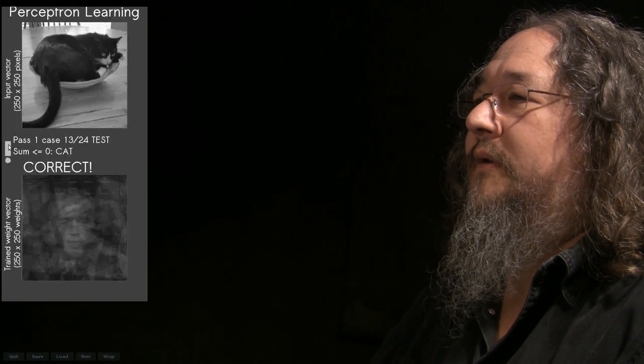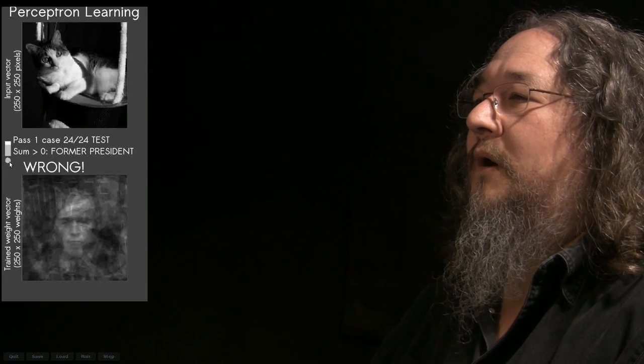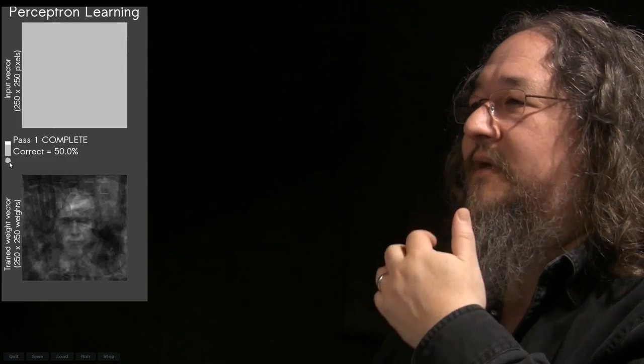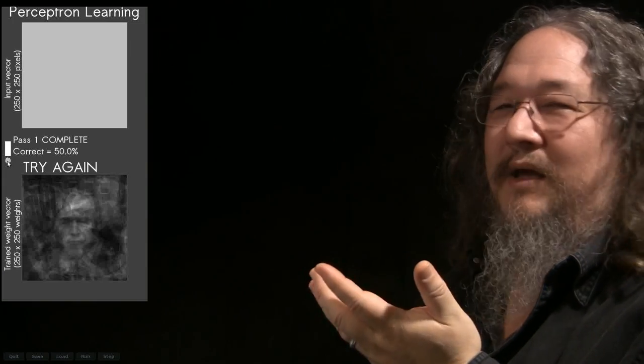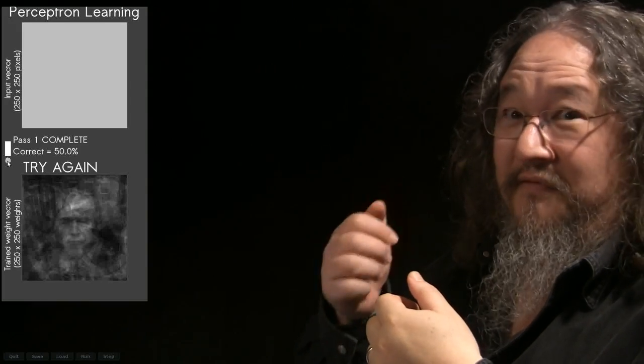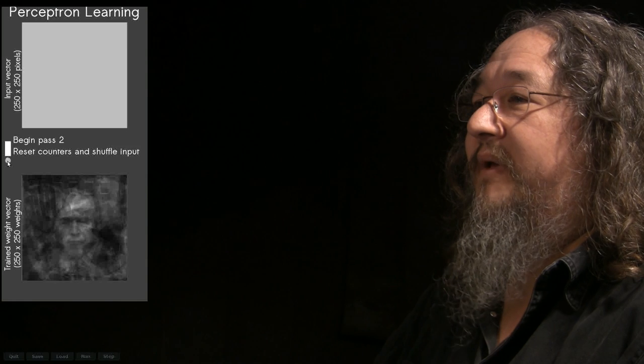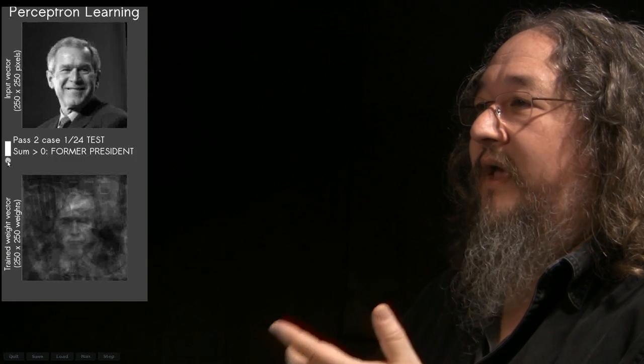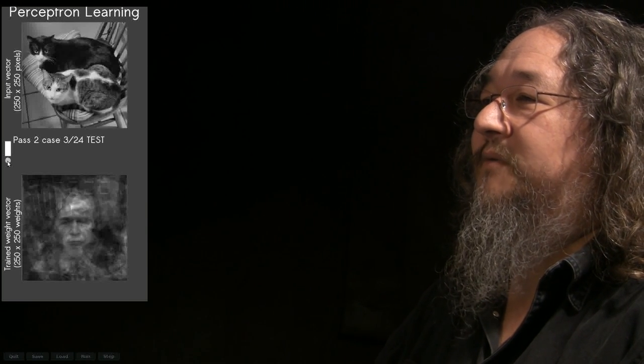All right. So it's getting some right, getting some wrong. All right. So now we're at the end of the pass, and we got half right. Same thing we would have gotten by flipping a coin or always saying cat. But let's see what happens in the second pass. All right. Well, no. Still making some mistakes.